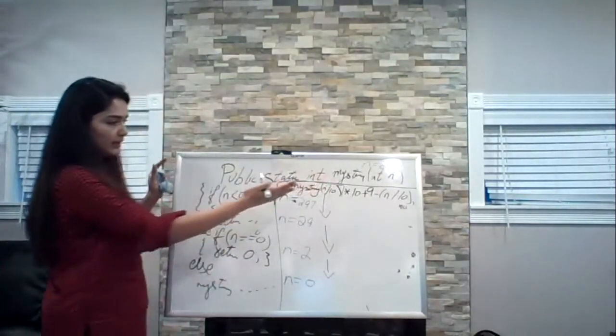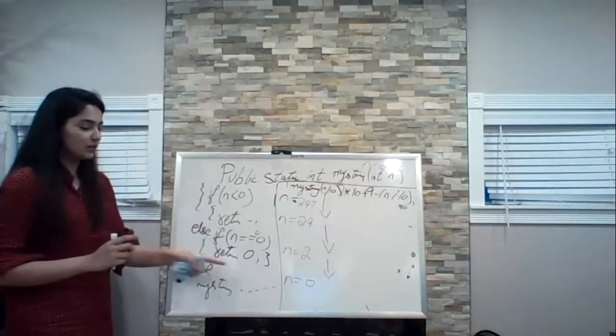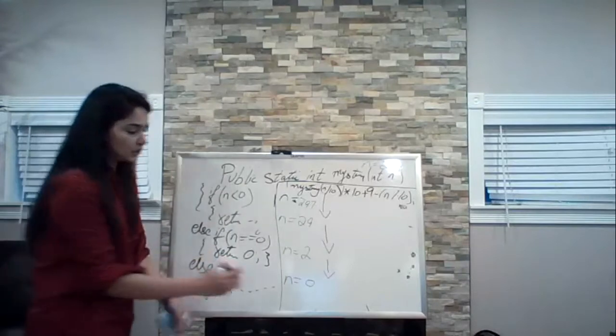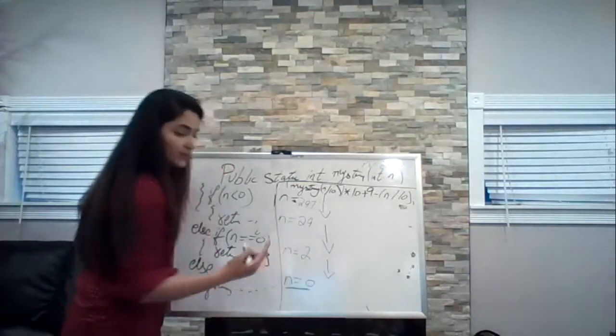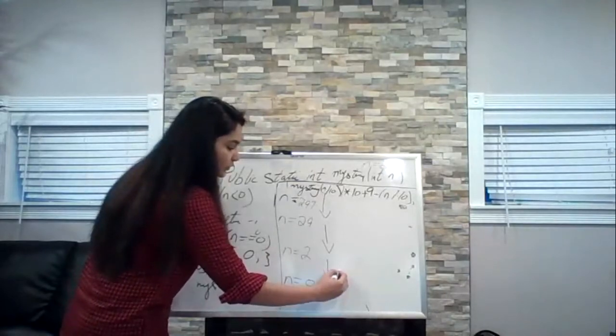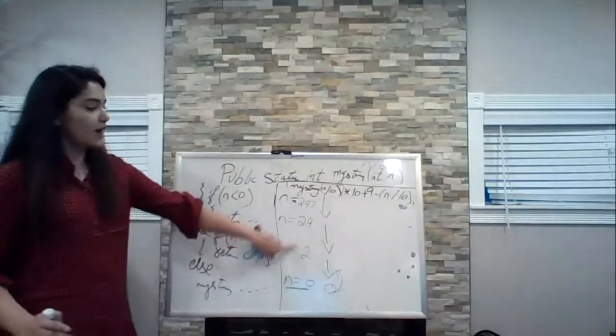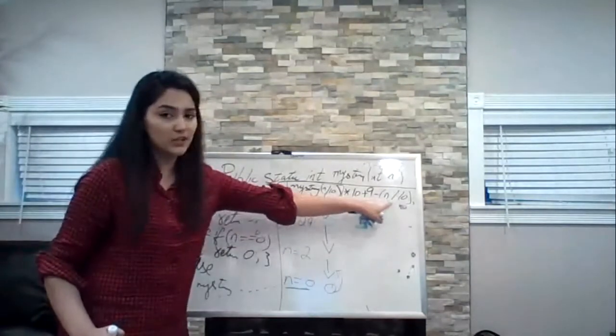You go with a mystery call. N less than 0? No. Equals 0? Yes. Return 0. So this took you to the base case, so the value returned is 0. Now one by one you have to take the arrow back. On every step you have to solve this whole expression.